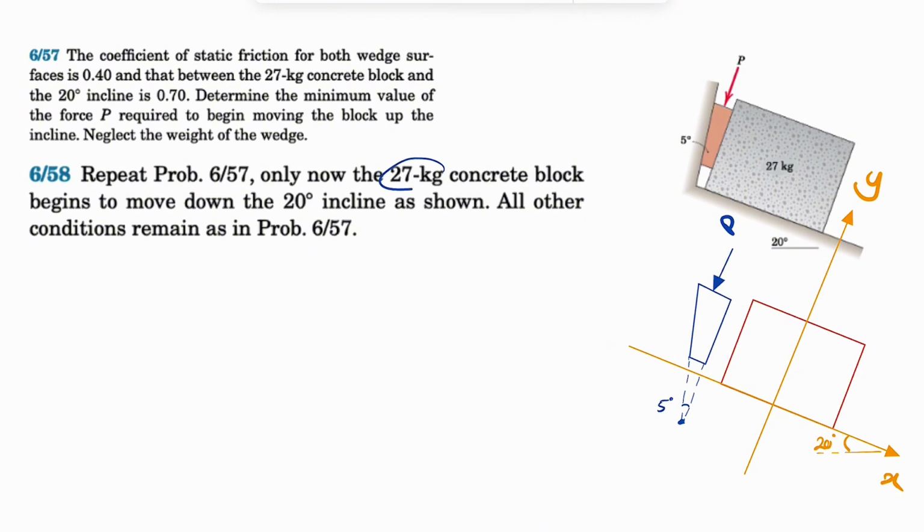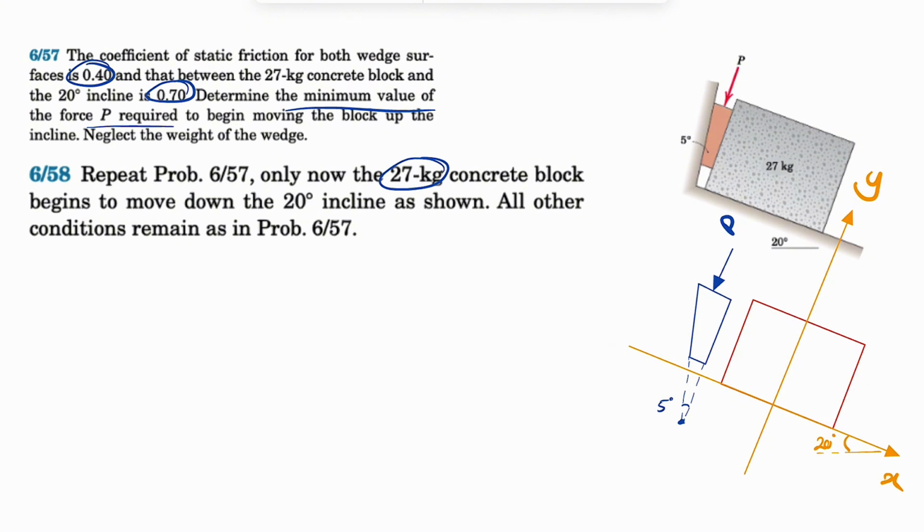Only now the 27 kilogram concrete block begins to move down the incline. In the previous one, we had the same system. It was just moving up the incline. And we just need to determine the minimum value of the force P required to begin moving the block down the incline, and all other conditions remain as the previous problem. We have the static coefficient of 0.4 for both wedge surfaces, and we have the coefficient of 0.7 between the block and the incline. So as always, we need to start with the free body diagram.